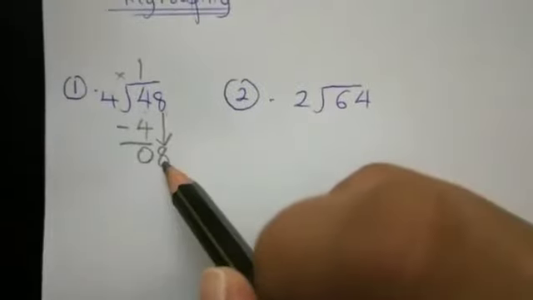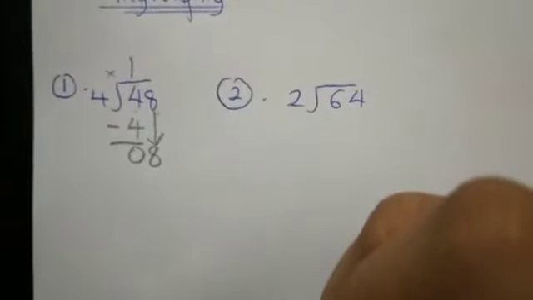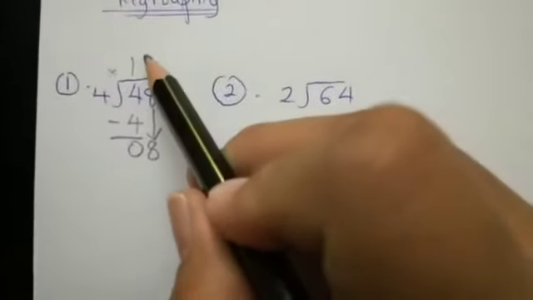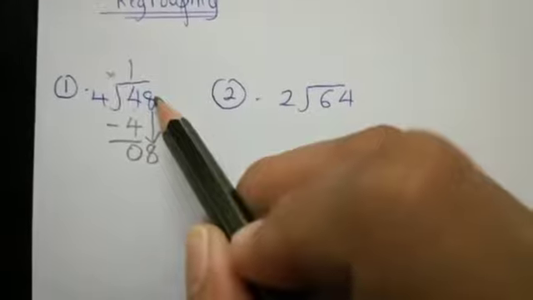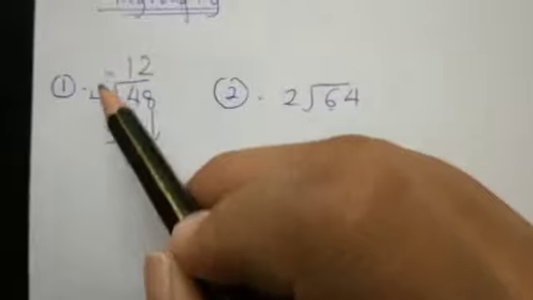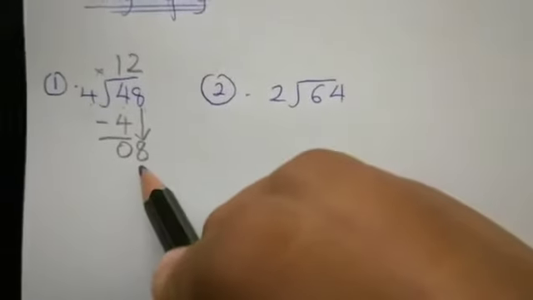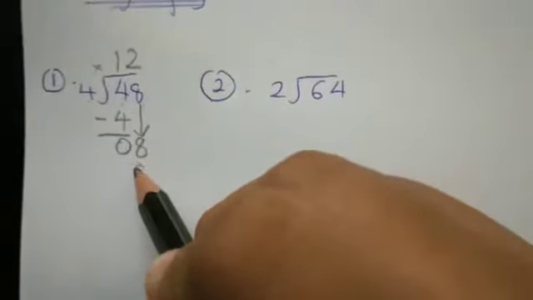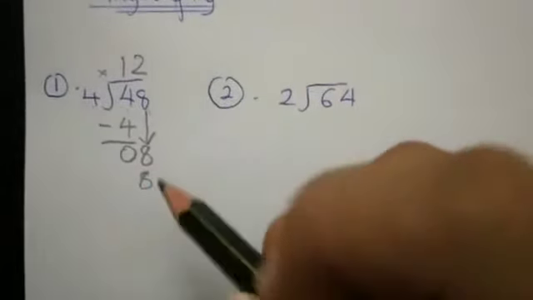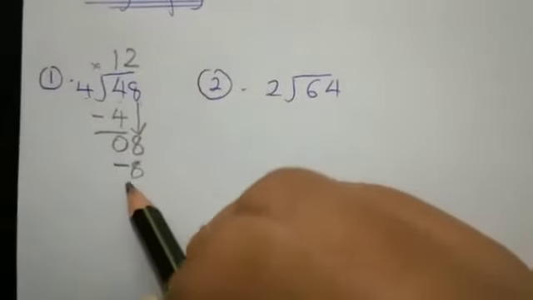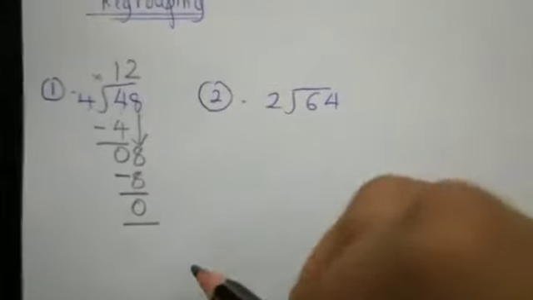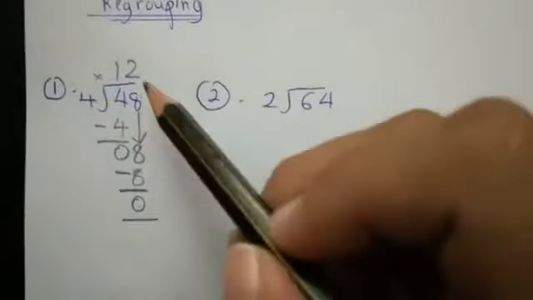So 8 divided by 4, the answer is 2. Where do you put 2? You need to put 2 up here on top of this 8. And then you multiply back. 2 multiplied by 4, the answer is 8. So you write 8 under this 8. And then what do you do with these two numbers? You need to subtract them, correct? So 8 minus 8, the answer is 0. So here 48 divided by 4, the answer is 12.